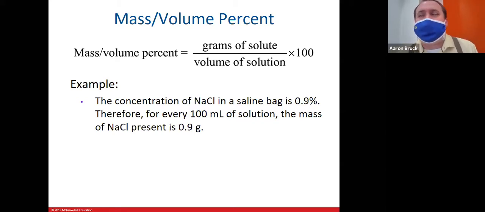Percentage just means parts of 100. So if I'm given a liter bag, that liter bag would have 1,000 milliliters in it. It would have 9 grams of sodium chloride in it.